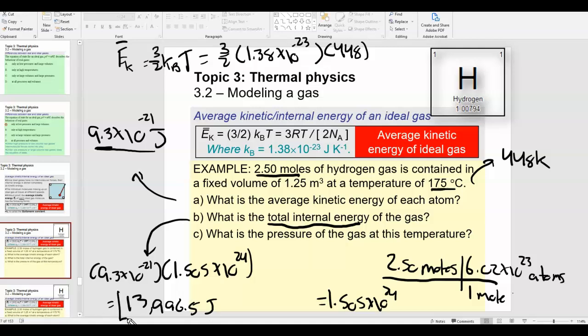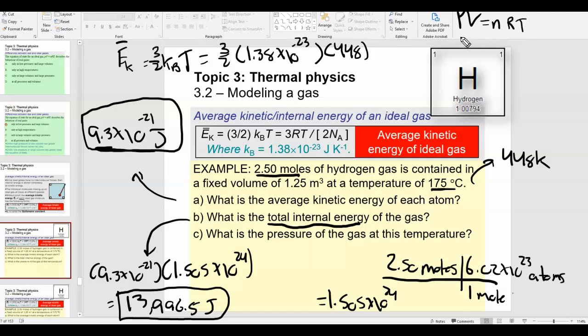Okay, and then part C is asking what is the pressure of the gas at this temperature. With what we're given, I'm going to assume that this is probably going to involve the ideal gas law, because we have the number of moles, the temperature, and the volume. So I know PV equals nRT, and so P would be nRT divided by the volume, and so that would be 2.5.